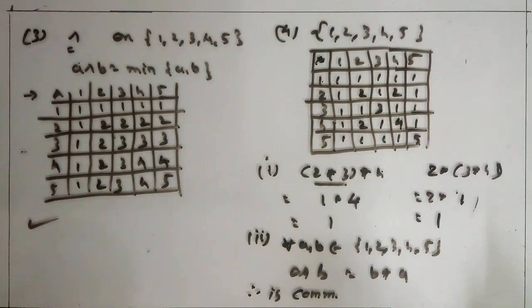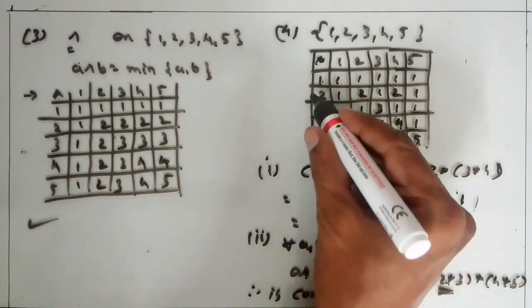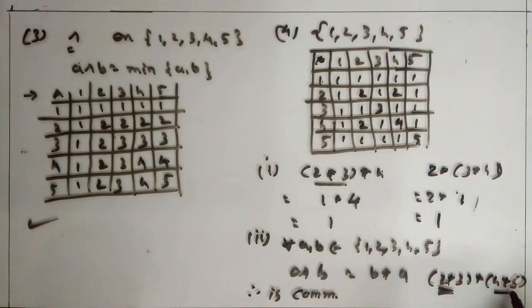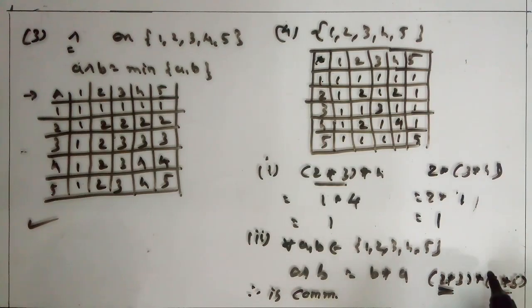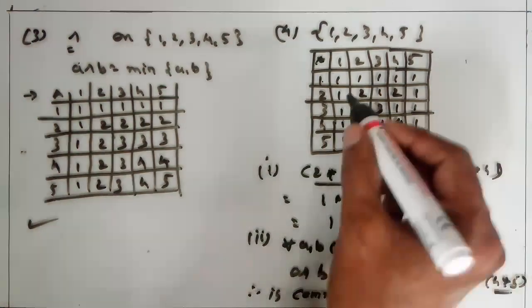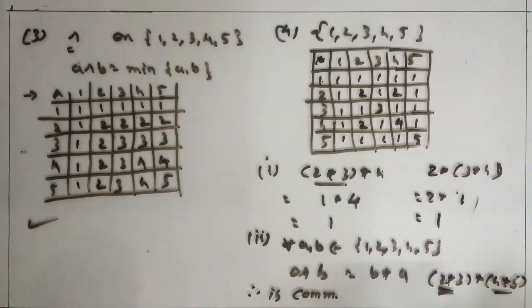Now, question number 3. Compute 2 star 3 star 4 star 5. Compute it yourself. First find the result of 2 star 3 from this table, then 4 star 5. Then apply the same and get the final result. Clear?